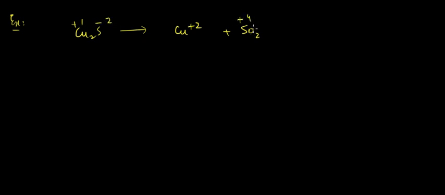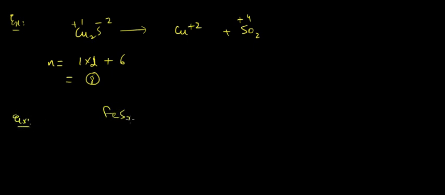So the number of electrons released by copper would be 1, and the number of moles of copper present in the compound is 2. Plus the oxidation state of sulfur changing from -2 to +4, hence the number of electrons released is 6, so the n factor here is 8.